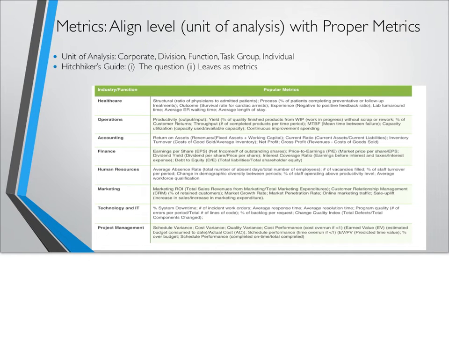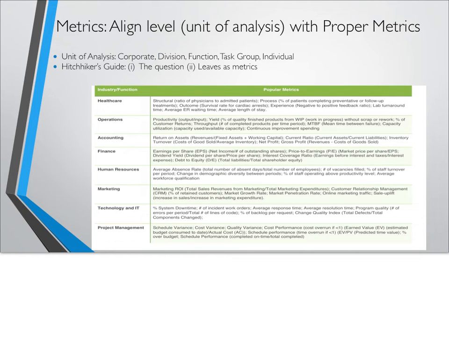In operations, there are productivity metrics such as output to input, yield metrics which are such as percentage of quality finished products from work in progress without scrap or rework, percentage of customer returns, throughput metrics such as number of completed products per time period, MTBF or mean time between failure metrics, capacity utilization, which is capacity used by available capacity, continuous improvement spending metrics, and so forth.